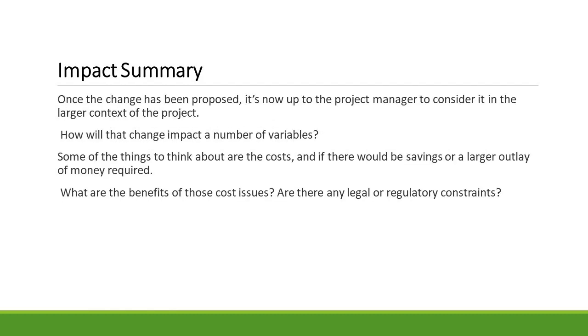The impact summary step is a critical phase within the 5-step change control process. It involves a thorough evaluation of the potential consequences and effects of a proposed change on various aspects of a project, including scope, timeline, resources, stakeholders, and overall project objectives.